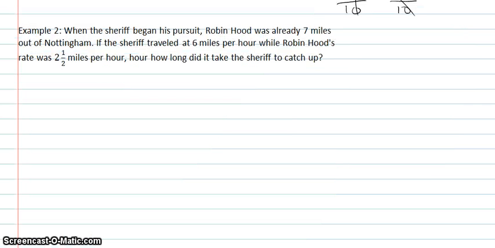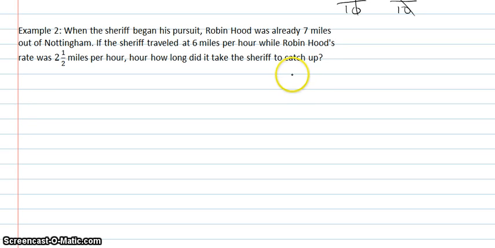In the second example, we have the sheriff chasing Robin Hood. The sheriff began his pursuit, and Robin Hood was already 7 miles out of Nottingham. If the sheriff traveled at 6 miles per hour, while Robin Hood's rate was 2.5 miles per hour, how long did it take the sheriff to catch up?